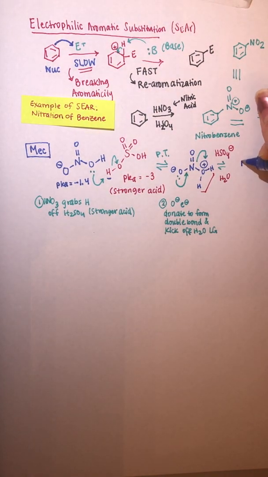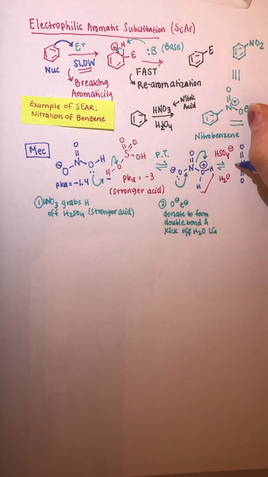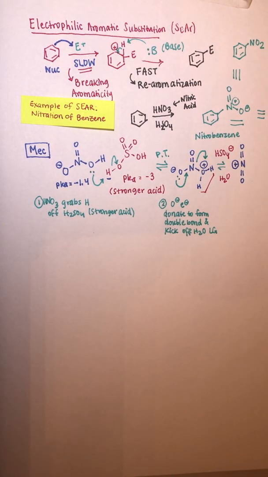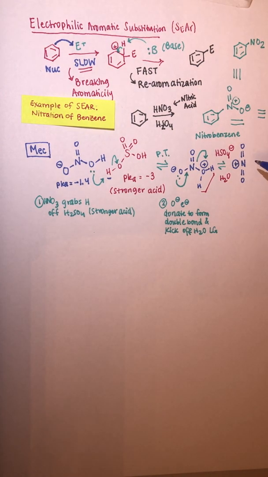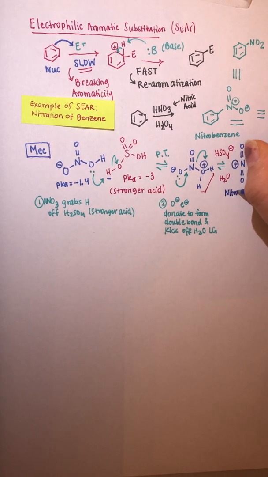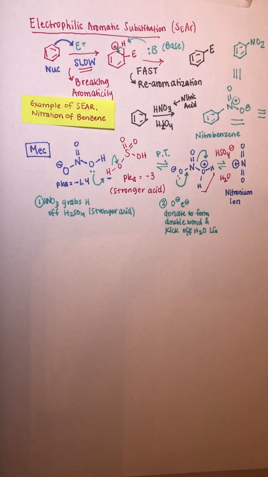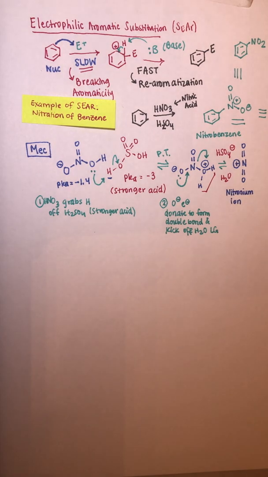So we now have 2 double bonds on this nitrogen, okay? And you also have 4 bonds to nitrogen here in this frame, so we have a positive charge, okay? All right, now, since we have a positively charged nitrogen, it's more electrophilic, and this is called the nitronium ion, okay? And now we're ready for our nucleophile to enter.